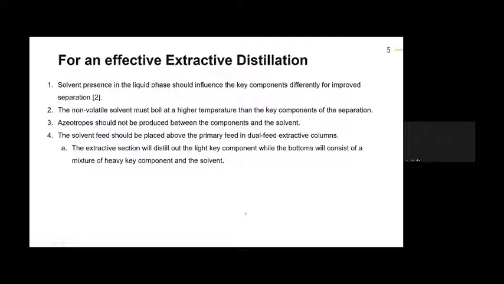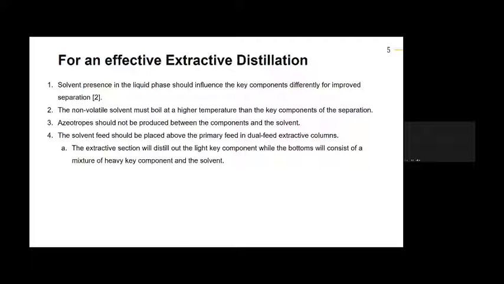So for an effective extractive distillation, what are the key things which are required? The solvent present in the liquid phase should influence the components in such a way as to improve separation. Similarly, the non-volatile solvent also has to boil at a higher temperature than the key components. And this is something which I've already said earlier, no azeotrope should be produced. Otherwise, subsequent distillation will be very difficult for these components and the solvent.